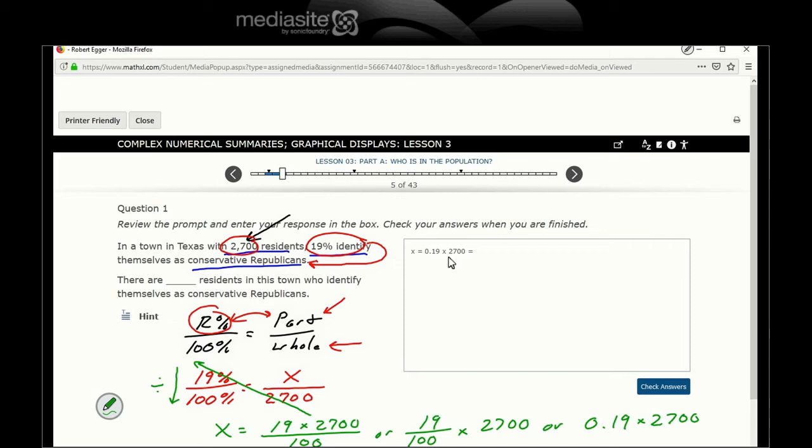which should equal, okay, now get your calculator out and do the operation. What is 0.19 times 2,700? I got 513. So it appears that 513 residents in this town identify themselves as conservative Republicans. Let's see if we're correct. Yep, 513.